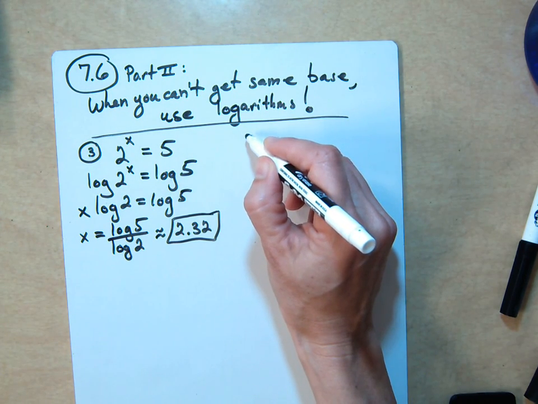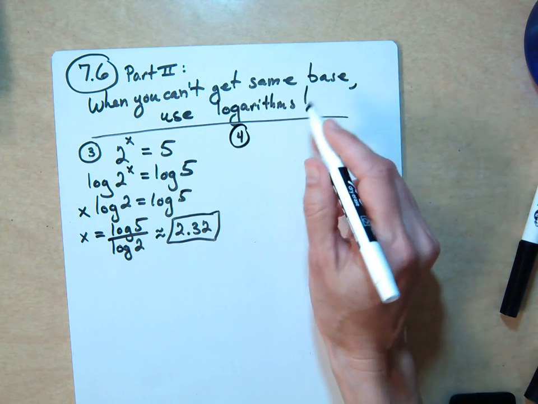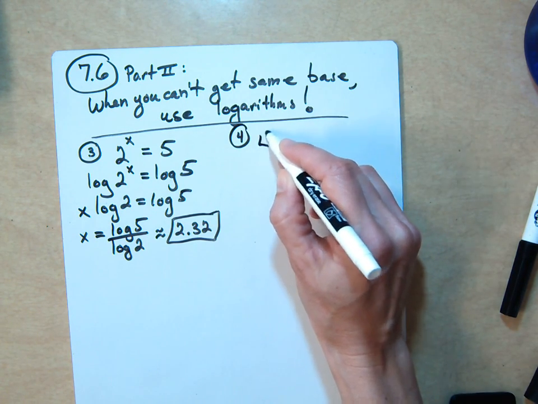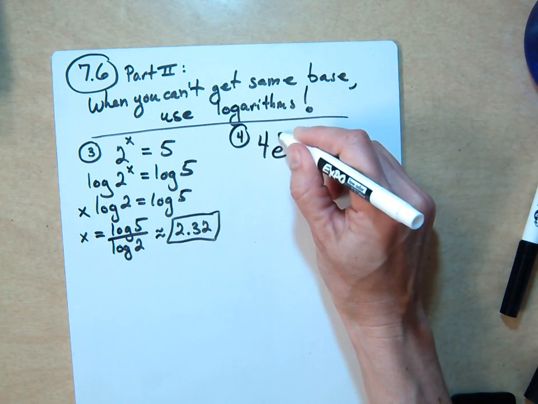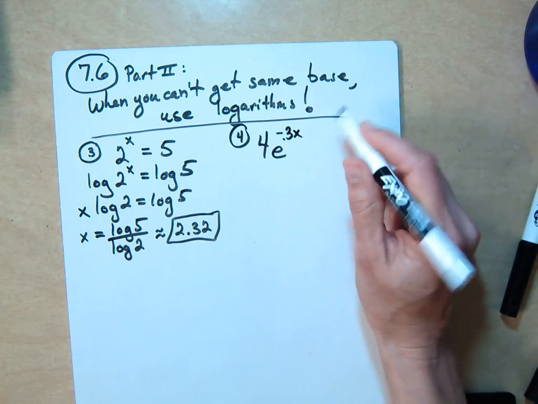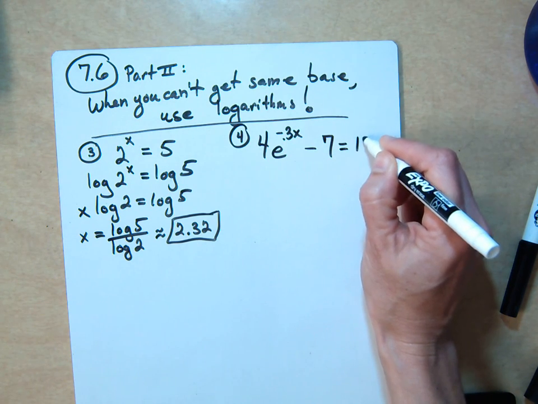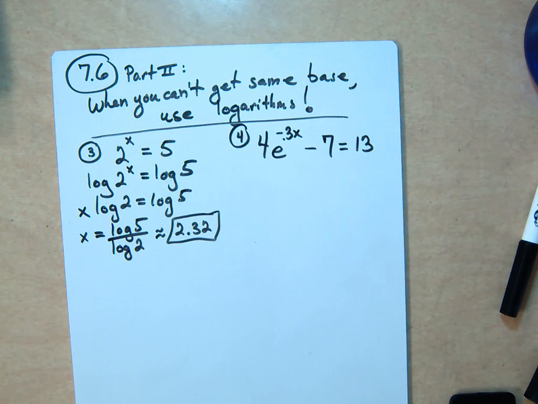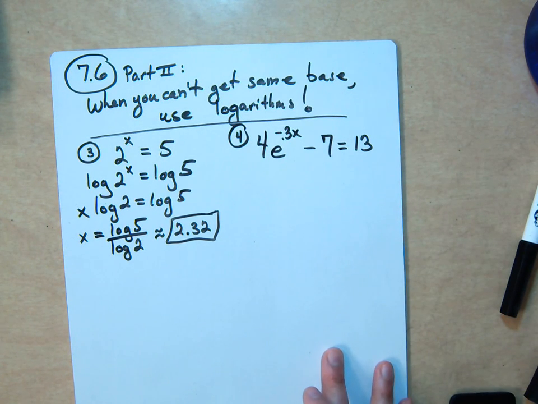Let's try, we're going to do one more example like this with e in it. Remember, e is just a constant. Do you remember what e is roughly? 2.7 is close. So let's solve this equation. Okay, this says 4e raised to the negative 0.3x minus 7 equals 13. Okay, that's an exponential equation.